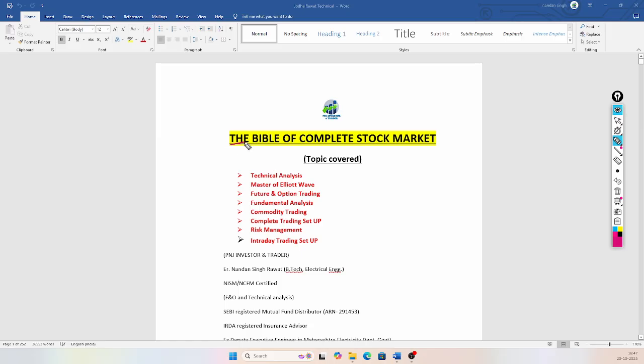So, the Bible of the complete stock market means the topics covered, the contents, whatever will be in the technical book. So there will be technical analysis, master of Elliott wave, futures and options trading, fundamental analysis, commodity trading, complete trading setup, risk management, and intraday trading setup. Okay, so there will be all of this.